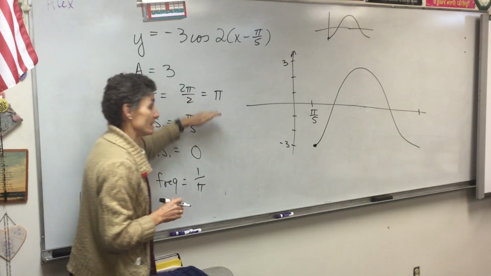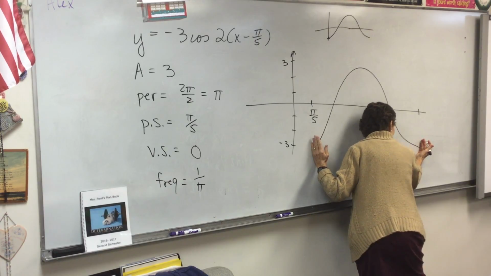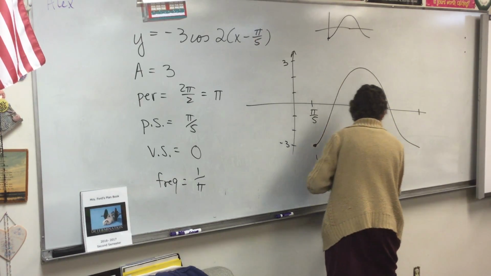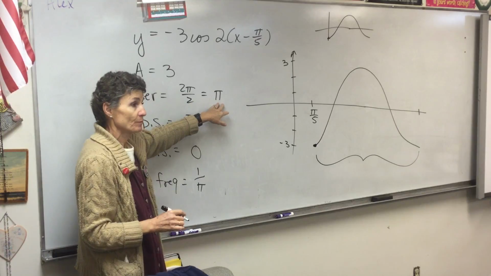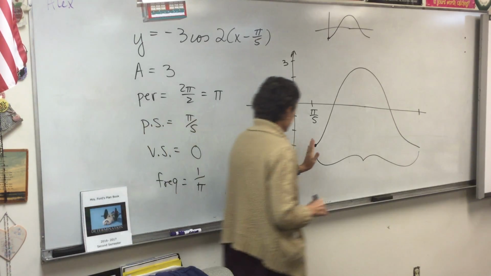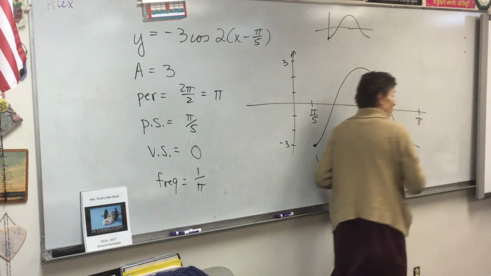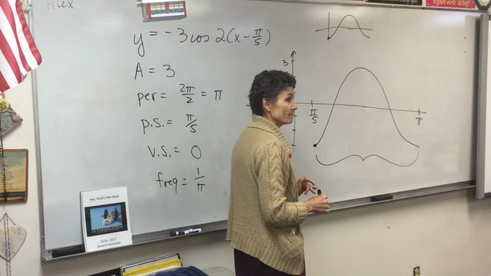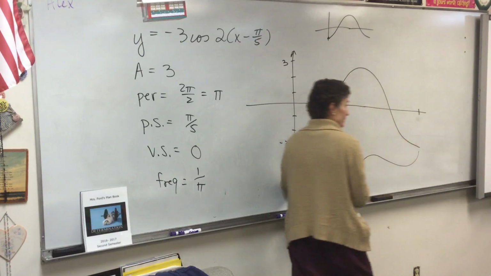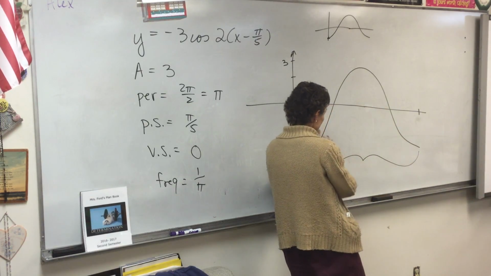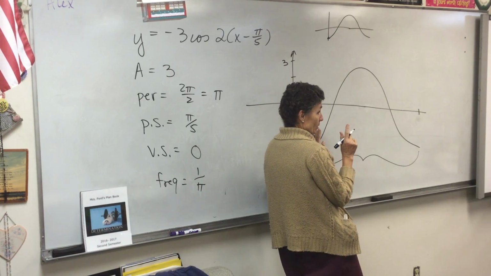Now, the period is the distance between my hands. That is one period. What did you tell me that period was? You calculated it and you said it was pi. So from here to here is pi. Now don't you dare label this pi, that's not right. The distance from here to here is pi. So how am I going to figure out where that is? It wouldn't be 2 pi over 5, but you're on the right track. You just did it wrong.